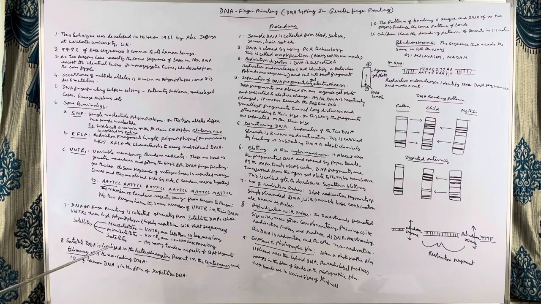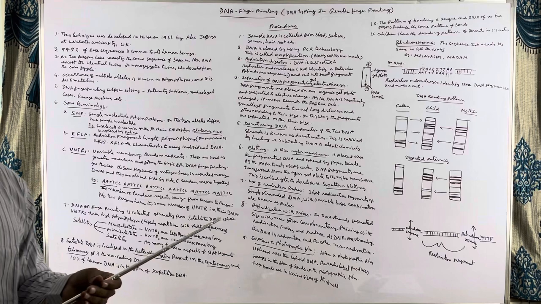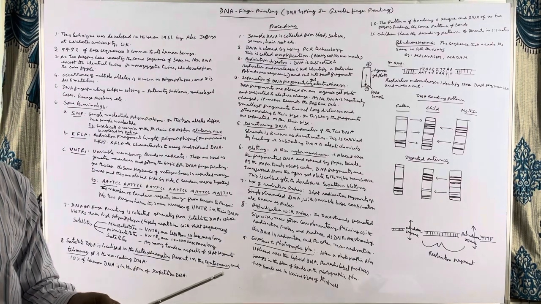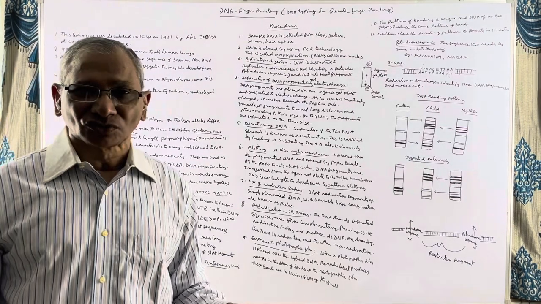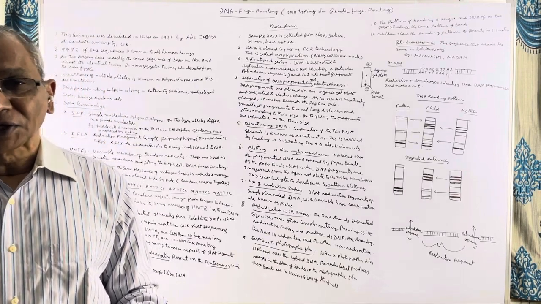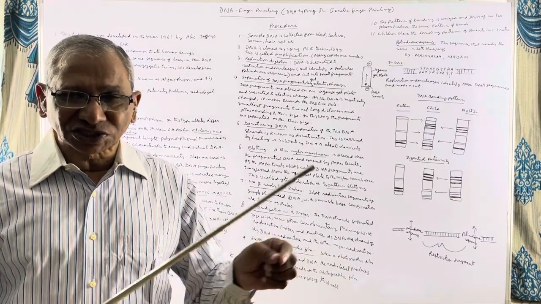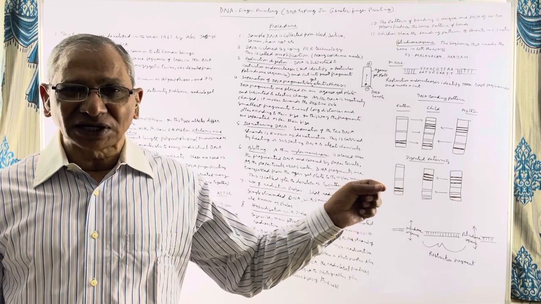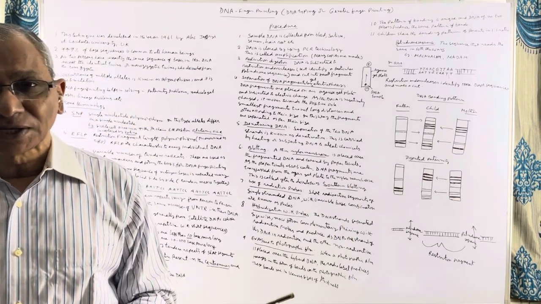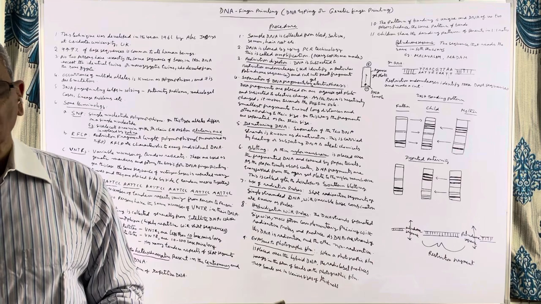And this satellite DNA is in the form of heterochromatin. It is localized in the form of heterochromatin. You know that chromatin occurs in two forms, euchromatin and heterochromatin. Euchromatin is the dissociated DNA from its coils, and it participates in transcription or protein synthesis.